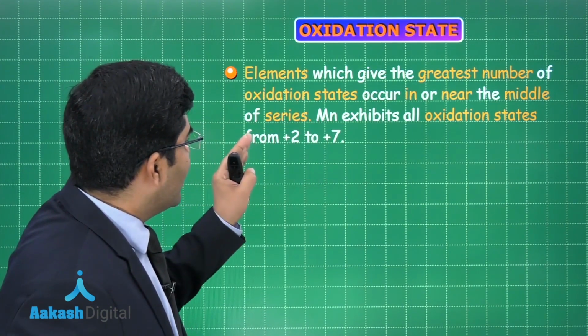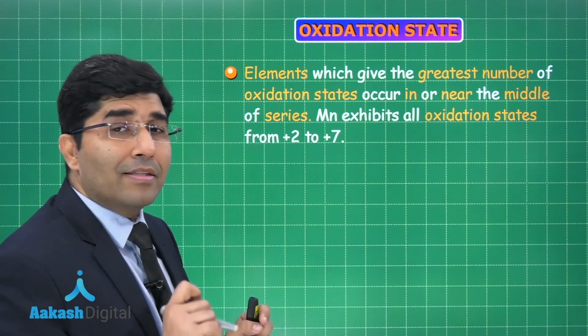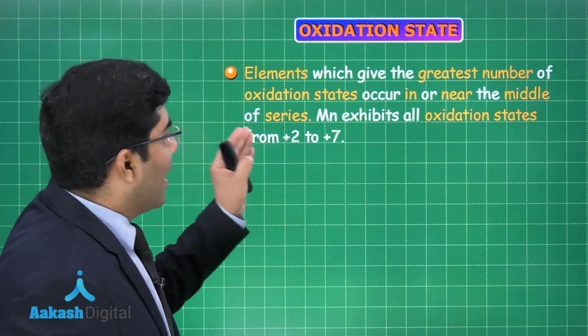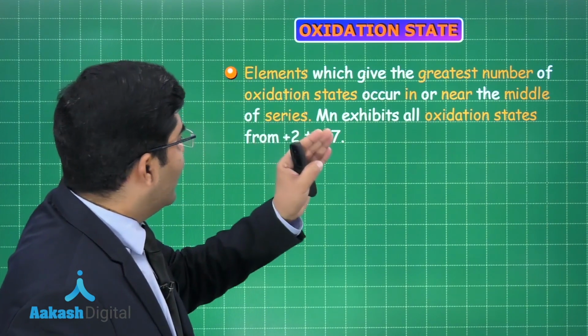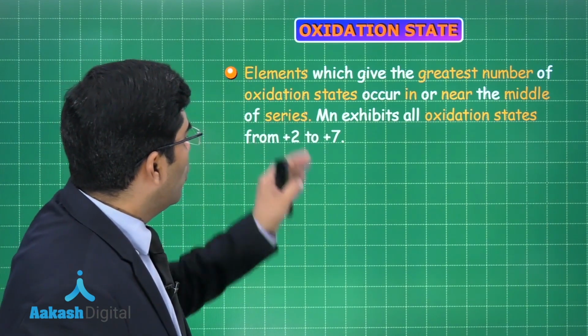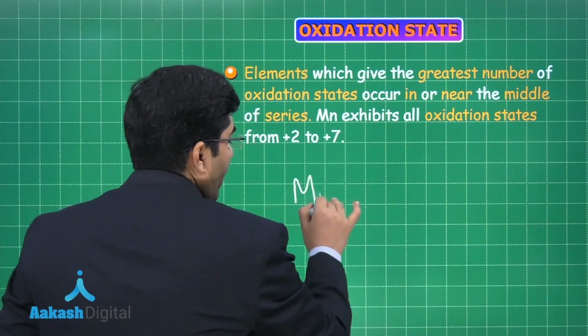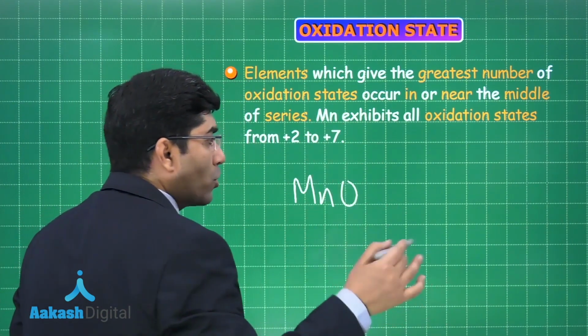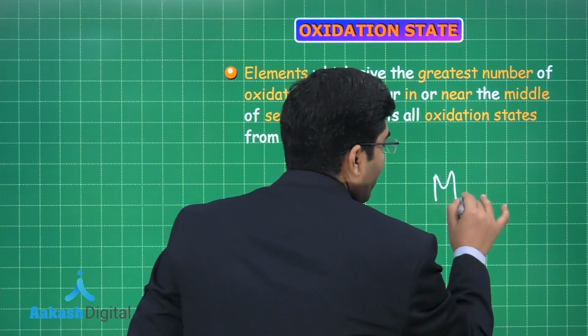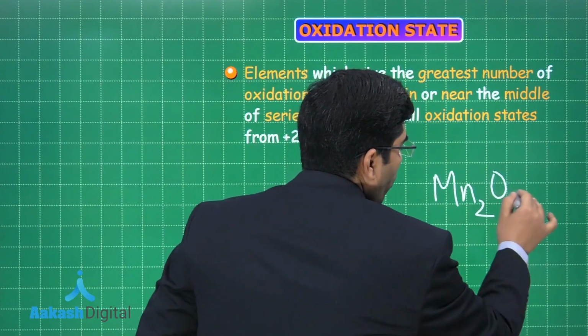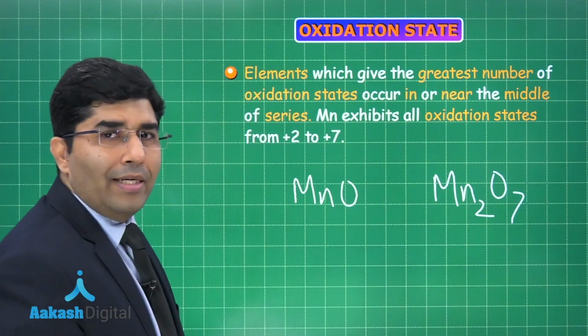Now elements which give the greatest number of oxidation states occur in or near the middle of the series. Manganese is the perfect example. Manganese exhibits all the states from +2 to +7 because we have MnO as its oxide and we can have Mn2O7, right?